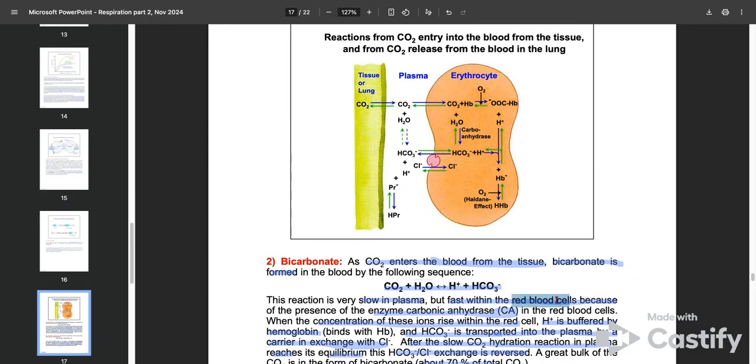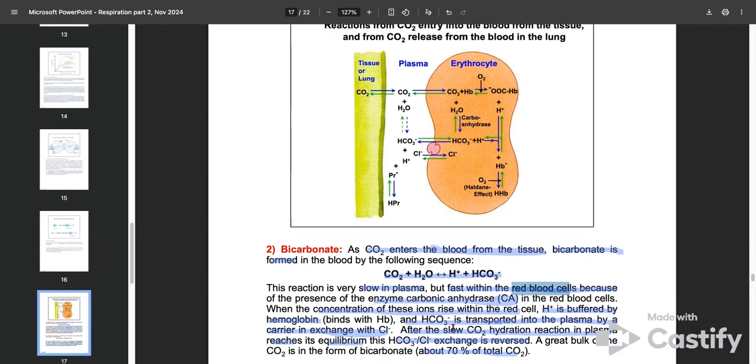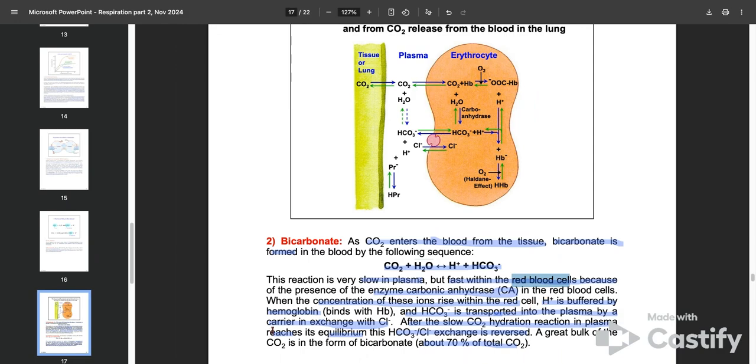So in the red blood cells, what happens when the concentration of these ions increase? H plus is buffered by hemoglobin, and HCO3 minus is transported into plasma by carrier exchanging chloride. This is important. So when this reaction happens in the red blood cells, what happens exactly? H plus is made, and HCO3 minus is made as well, but it's transported into the plasma by a carrier exchange. So what happens? We do this reaction in red blood cells. We make H plus. We make HCO3 minus.